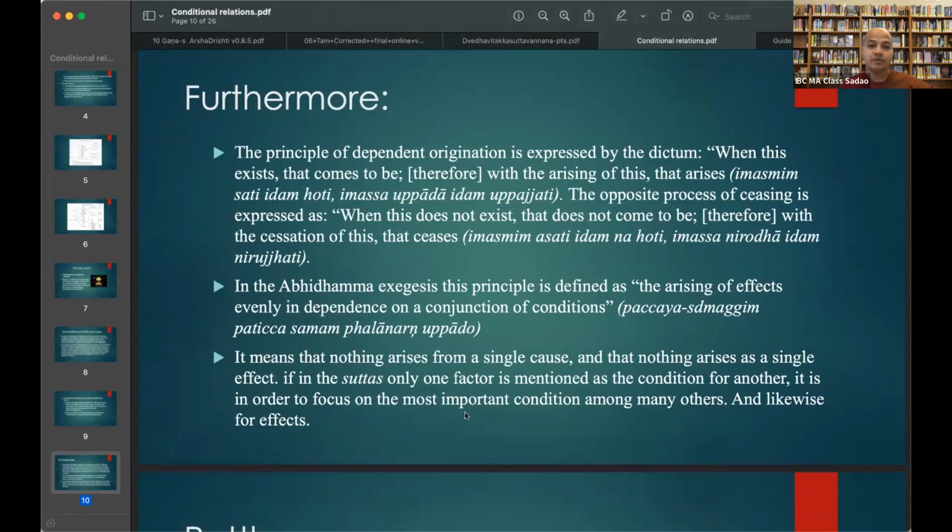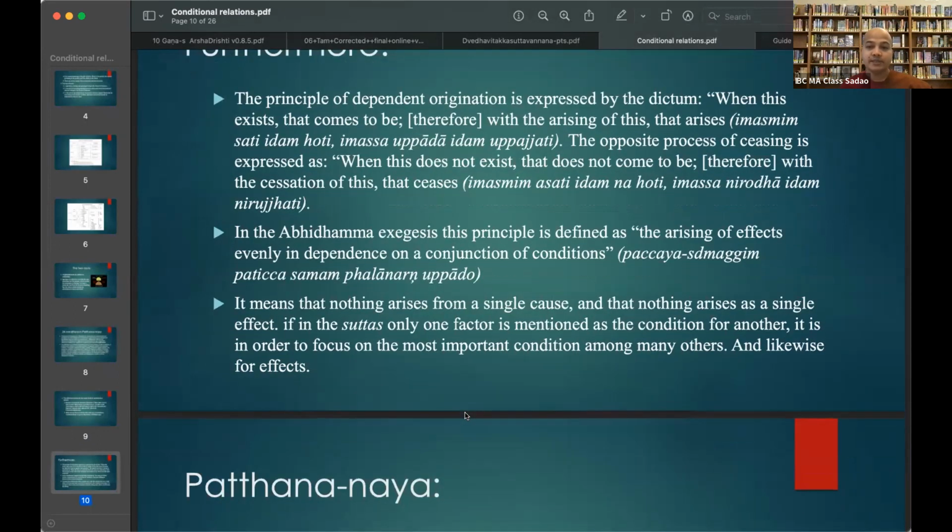Furthermore, the principle of dependence: this exists, that comes to be. Therefore, with the arising of this, that arises. The opposite process of ceasing is expressed as: when this does not exist, that does not come to be. With the cessation of this, that ceases. In the Abhidhamma exegesis, this principle is defined as the arising of effects in dependence on a conjunction of conditions. So when conditions are in place, then there is a certain effect out of that.